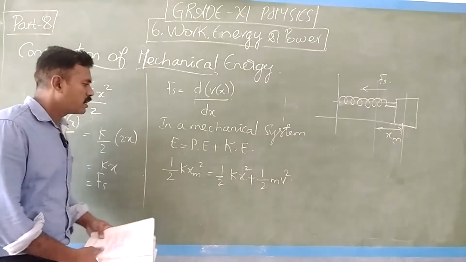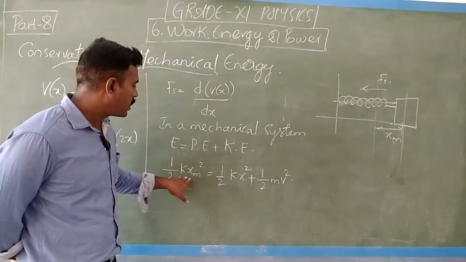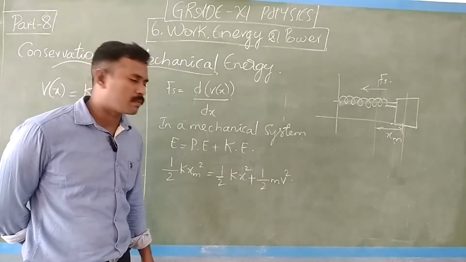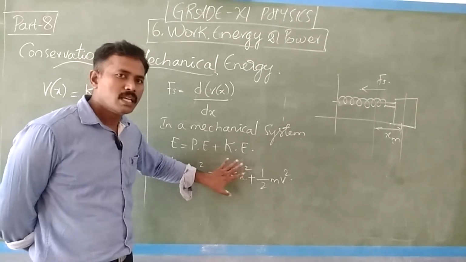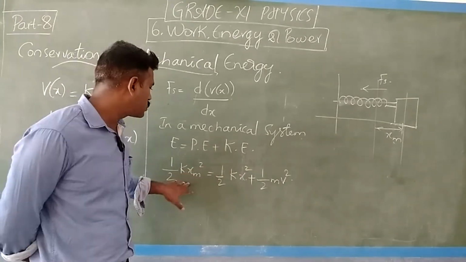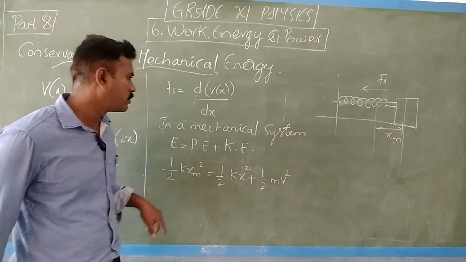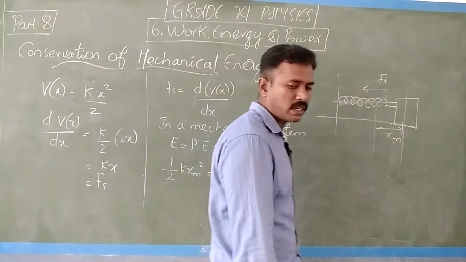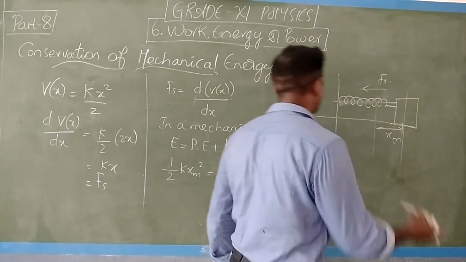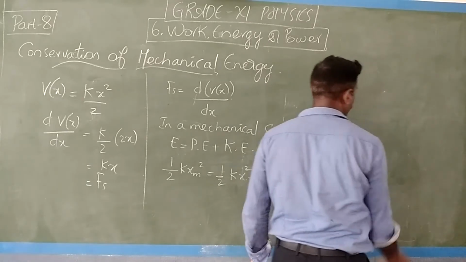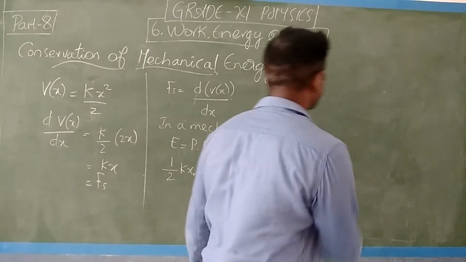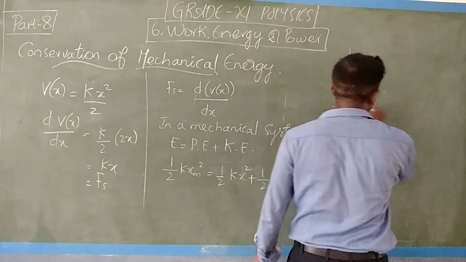When will the mechanical energy be maximum? When this part is 0. When this part is 0, this will be maximum. I will show it with a graph. Only then you can understand. So I will make a graph for this.